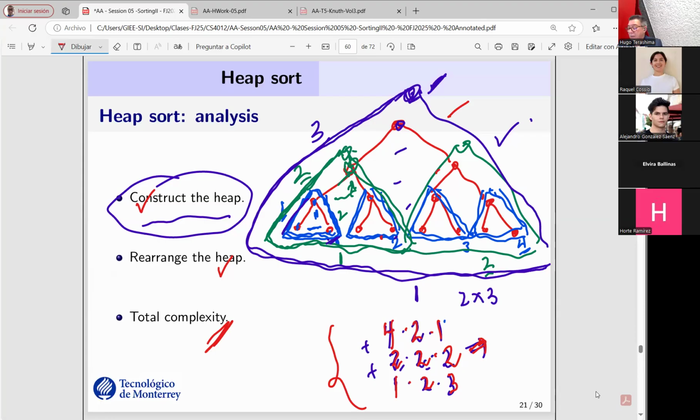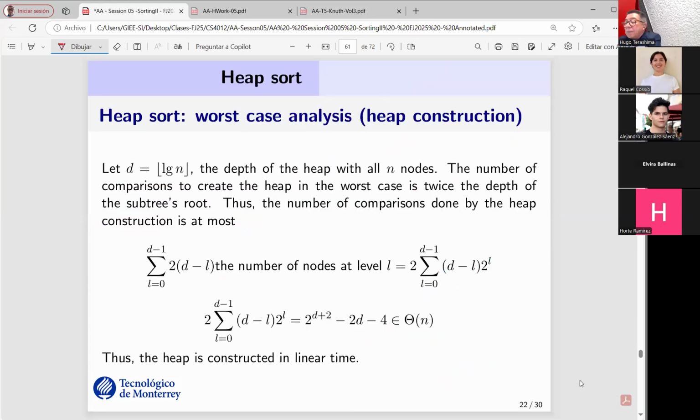But I have the number of trees on one side, the height of each of the trees, and the number of comparisons at each level, right? And I have a total here. What do you think is going to be the complexity of this phase, constructing the heap? So the next slide is the answer, right? Let D equal log of n. Why is it log of n? What is log of n?